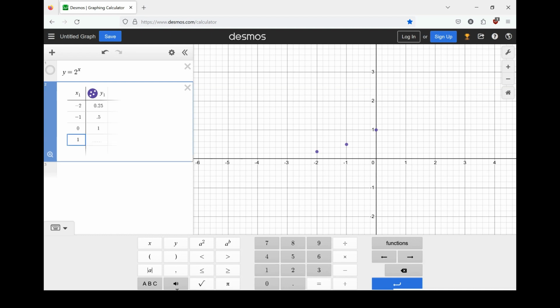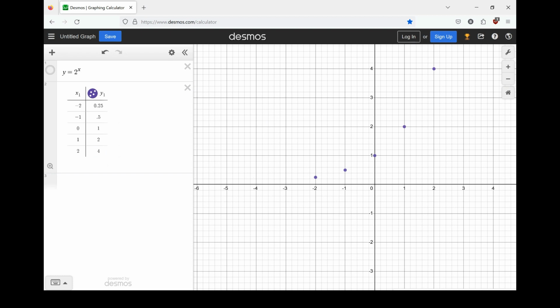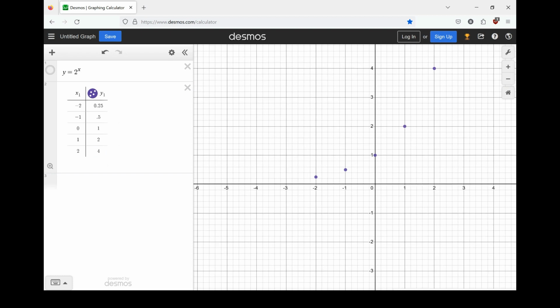Let's plug in 1. When you plug in 1, 2 raised to power 1 is 2. So at 1, I am at 2. And let's plug in 2 for x. So 2 squared is 4. So at 2, I'm at 4. Now the following step is connecting those points. When I connect those points, I'll see what kind of function I have.